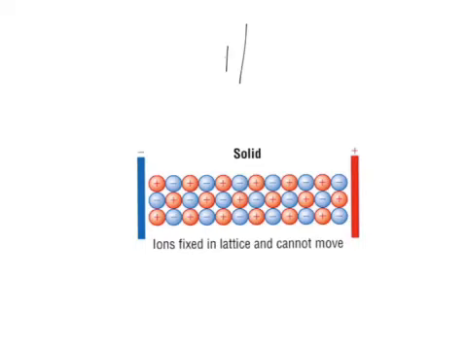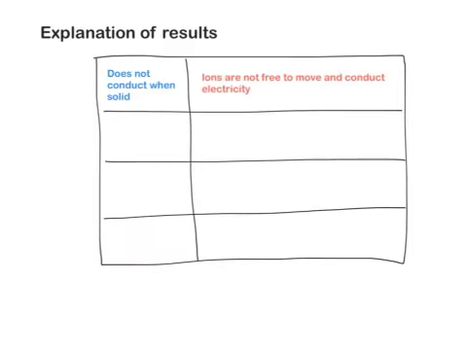So when we connect up a power pack with a bulb attached to it and we put our electrode probes into the solid, the ions are not able to move from one electrode to another because they're fixed in this lattice structure of positive and negative ions. So we can add this now to our table.